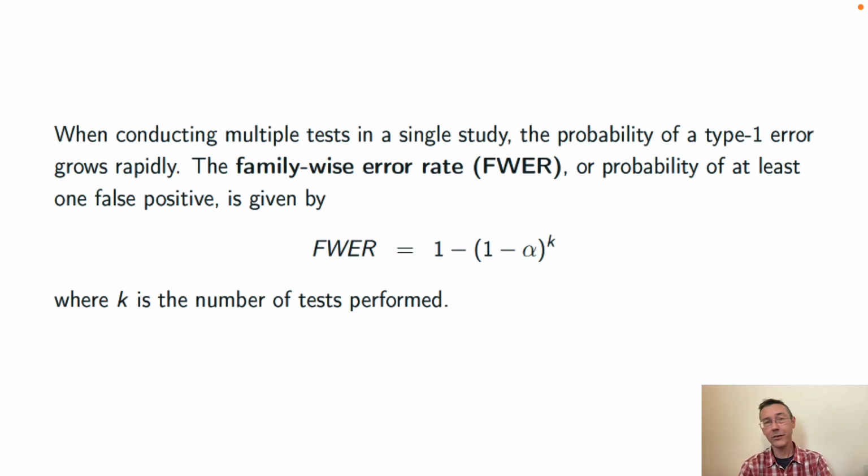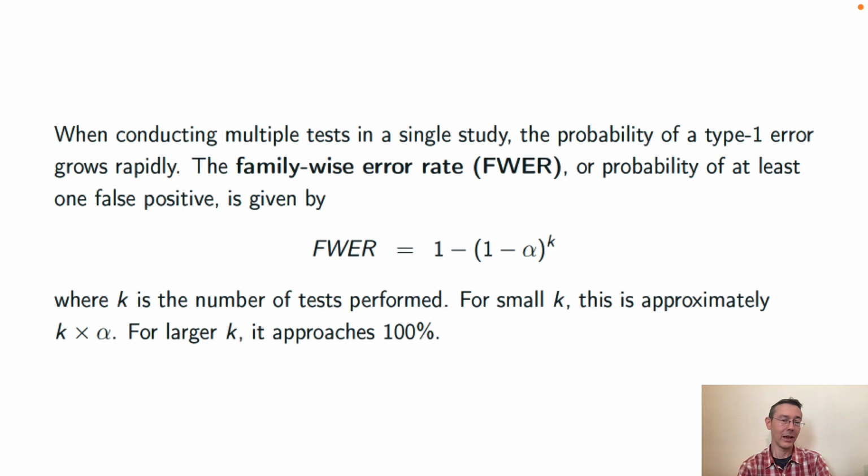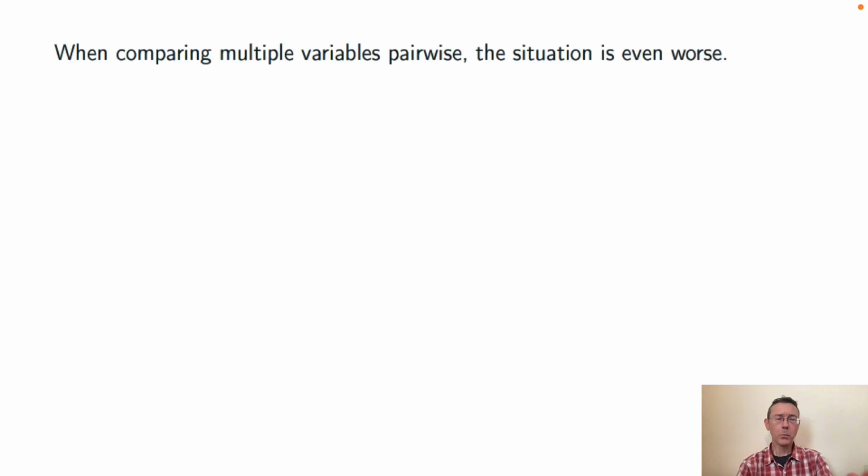So the (1 minus alpha) to the k is the probability that k tests do not have any false positives. Subtracting that from 1 gives you the probability of getting at least one false positive in k tests. And this gets big as k gets larger. It starts at approximately k times alpha for small k, and then approaches 100% as the number of tests gets larger. This becomes a particular problem when you're comparing variables pairwise, when you've got a bunch of variables and you start comparing them by twos.